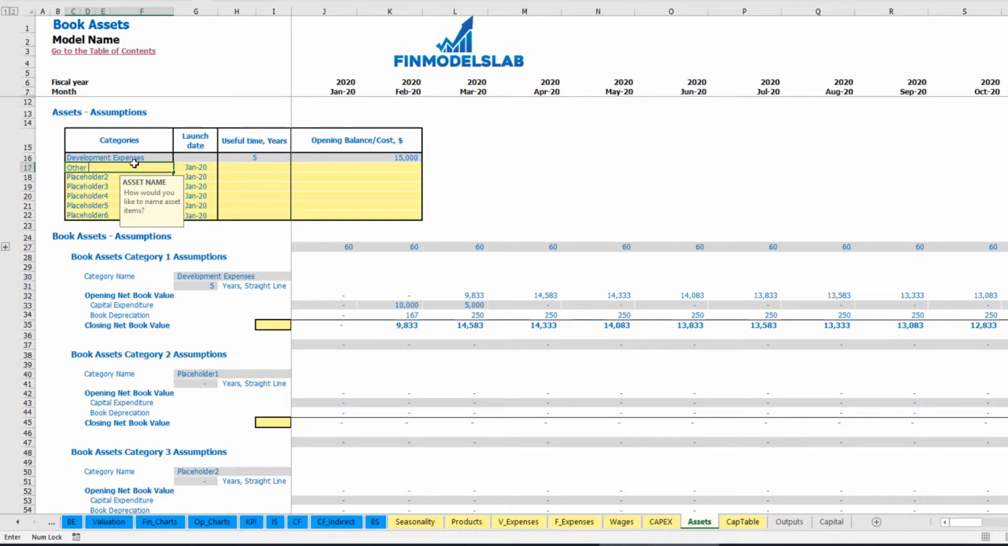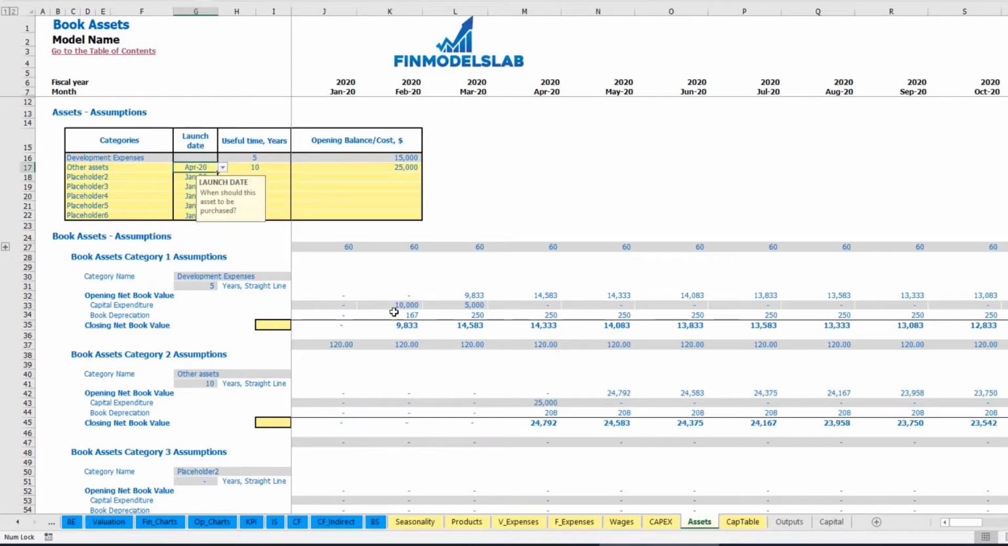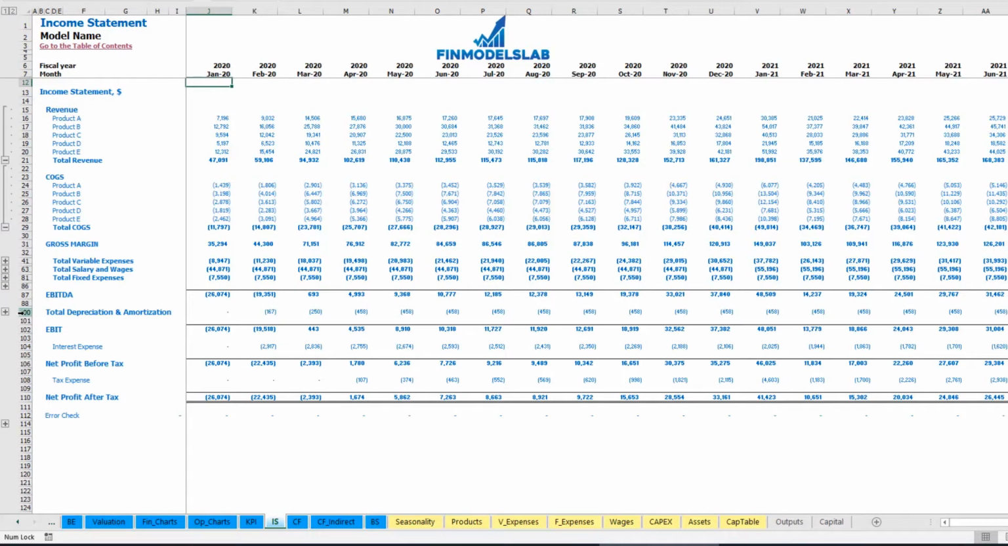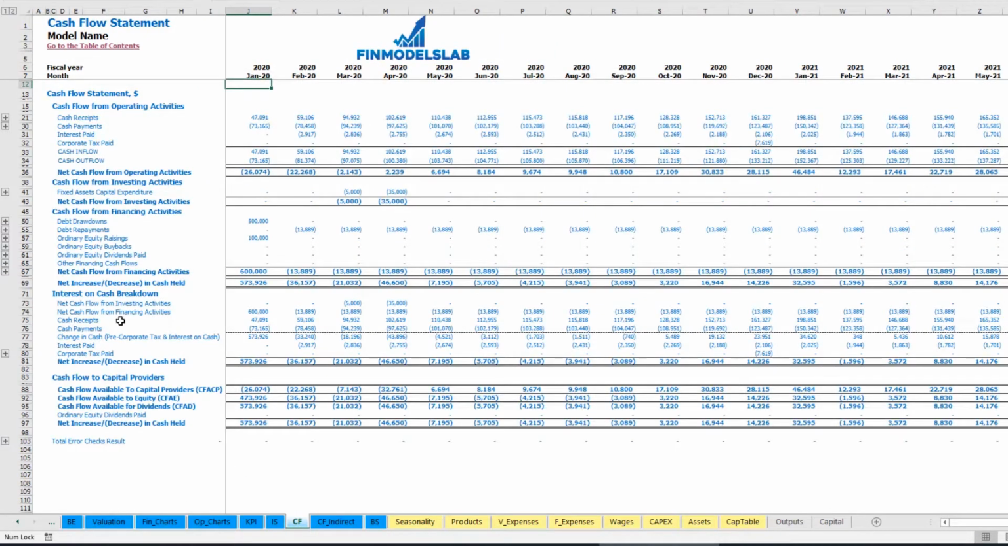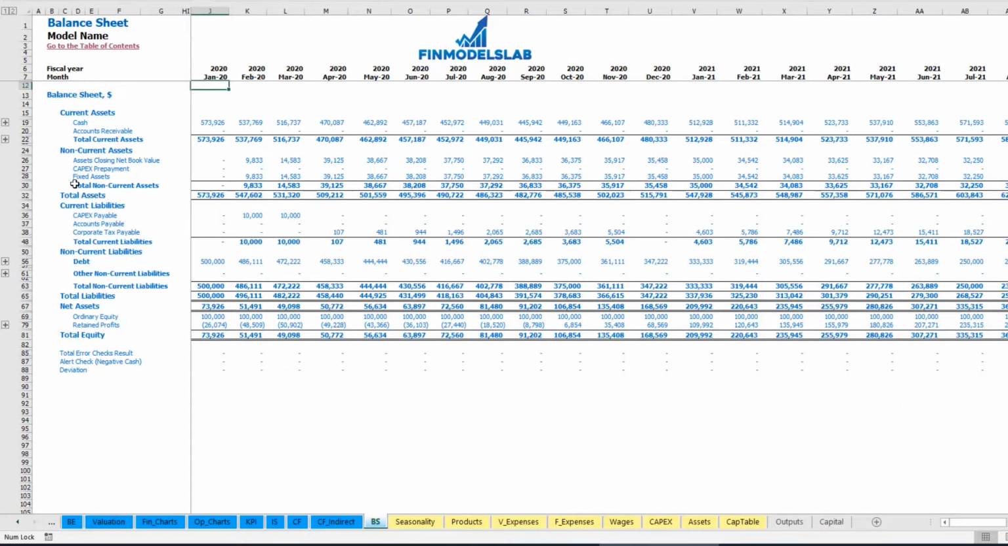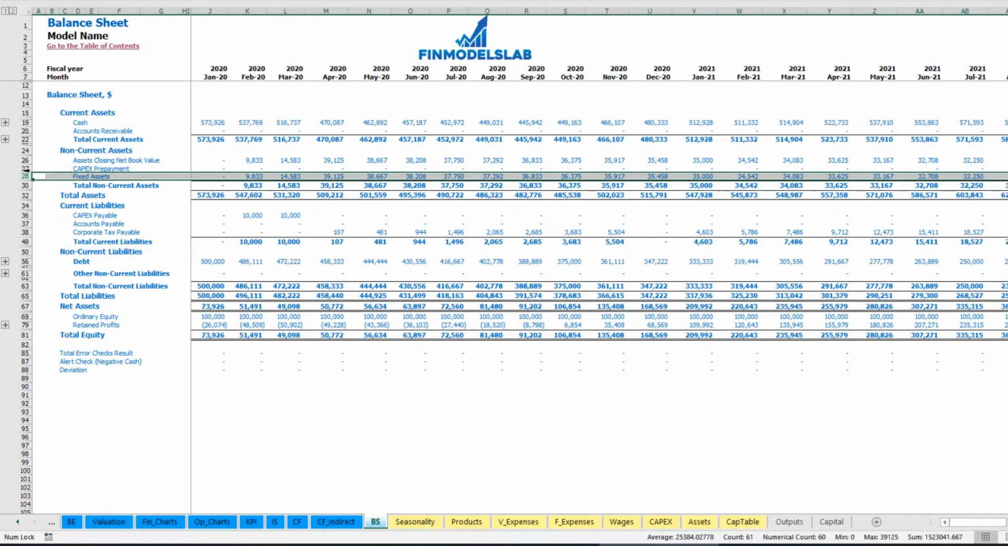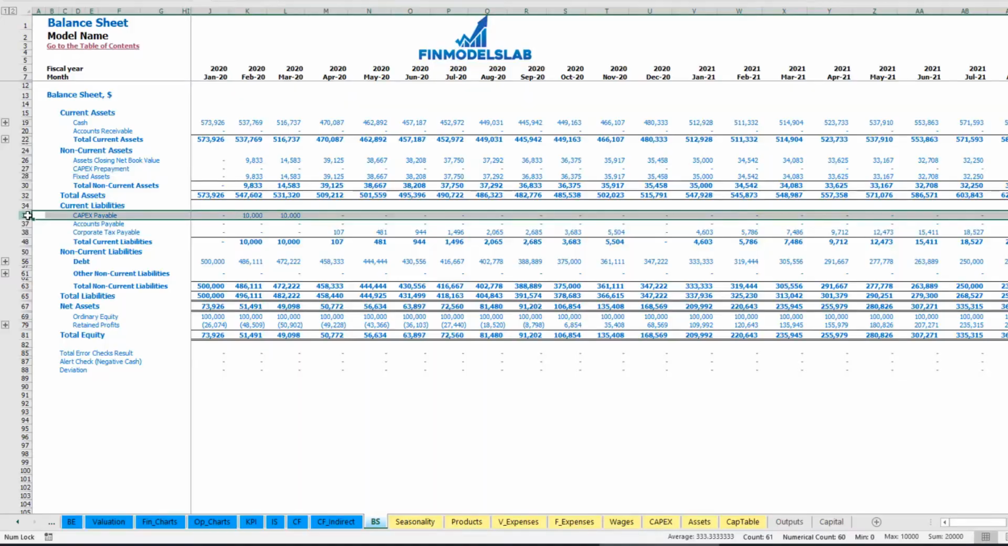For example, other assets with useful time of 10 years with cost of $25,000 and with launch date in April. You may find it in here. You can see capital expenditure. You may see book depreciation by months for these amounts, and you may see closing net book value. The total amount of depreciation you may find in income statement. On the cash flow you may find cash flow from investing activities for these assets, and on the balance sheet you may find fixed assets amount under non-current assets and CAPEX prepayment and CAPEX payables as well.